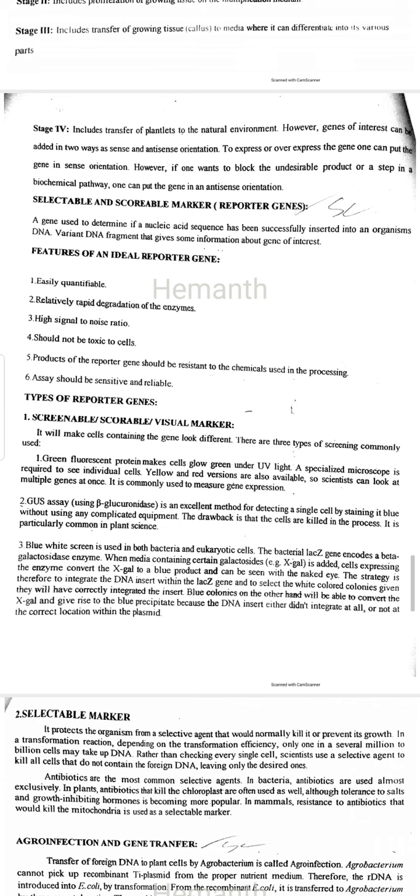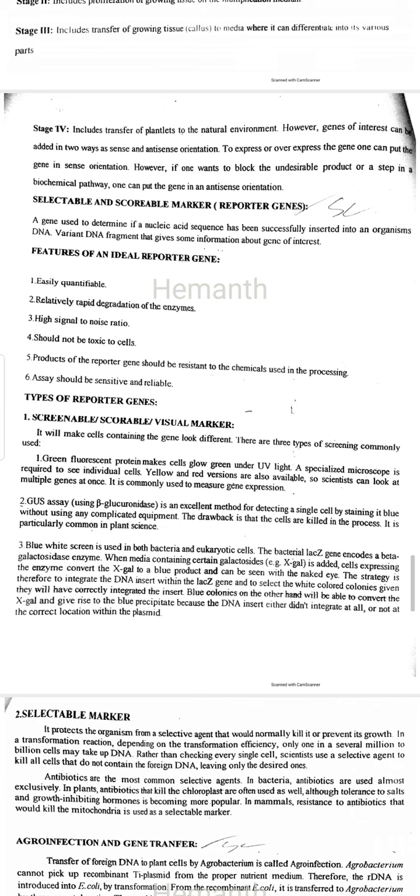First one, screenable or scorable or visual marker. It will make cells containing the gene look different. There are three types of screening commonly used. First one, green fluorescent protein makes cells glow green under ultraviolet light.